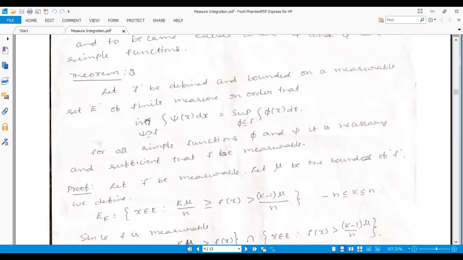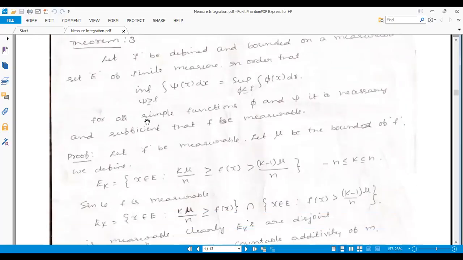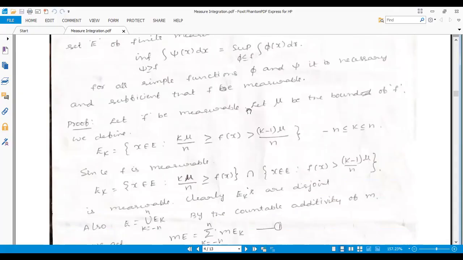Using that, you know that a measurable set can be made into a measurable function, that is, each function for which the greater-than, less-than and equality sets are measurable becomes a measurable function. Here we can start with this. Let f be measurable. Let mu be a bound of f. We define E_k. E_k is a set.